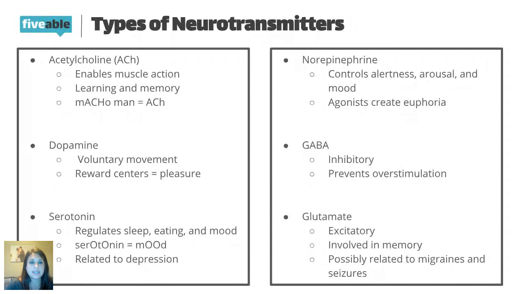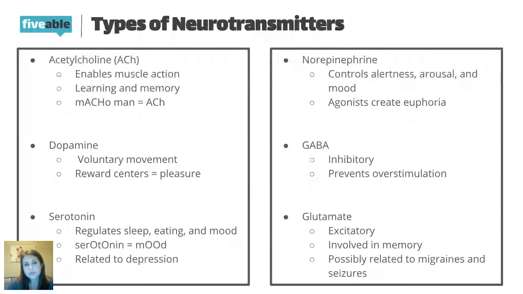GABA is an inhibitory neurotransmitter. You should know that. And basically it prevents your body from overstimulating. So it kind of slows you down. It pumps the brakes for you and prevents you from getting too wired and too stimulated. So that's an inhibitory one.